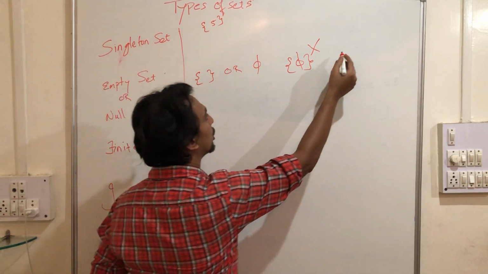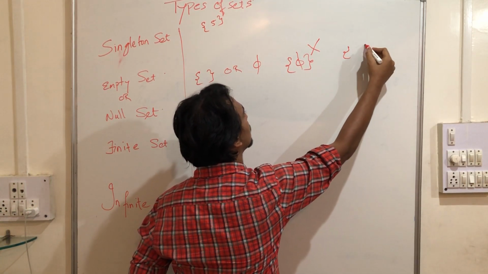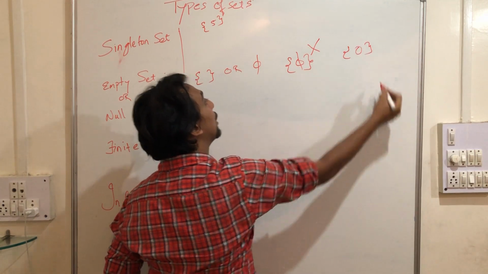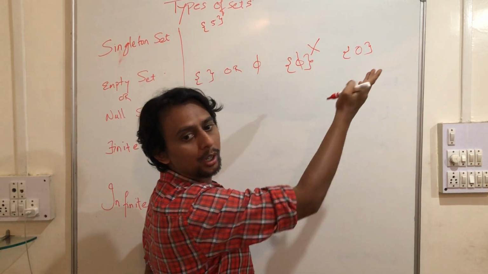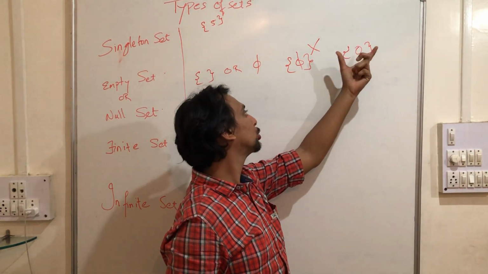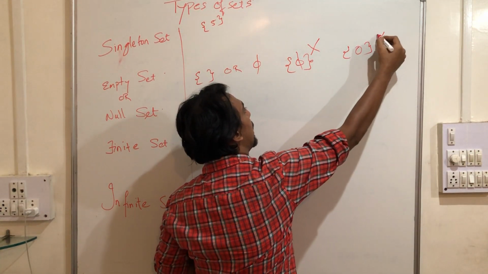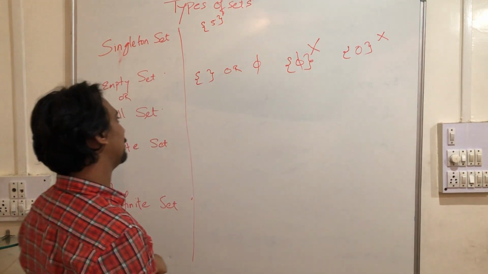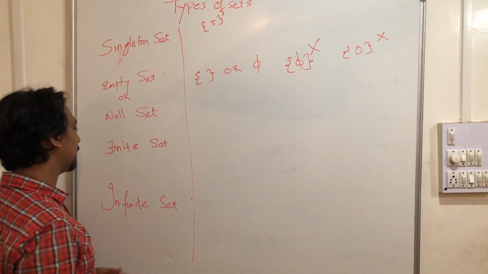Okay, what some students think is, brother, this is also an empty set, it has only zero in it. But it is not like that. Zero is an element. So this is also not an empty set. This is also not an empty set. We will come to finite set.